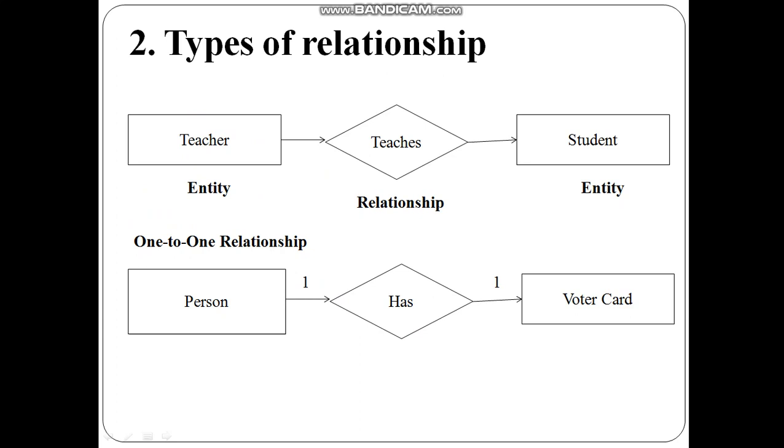Then what are the types of relationship? We saw previously what a relationship is. Teacher teaches student. So teaches is the relationship between these two entities, between this teacher and student. First is the one-to-one relationship. That means a person has a voter card. A person has only one voter card. So it's a one-to-one relationship.